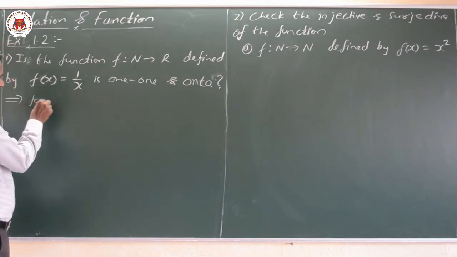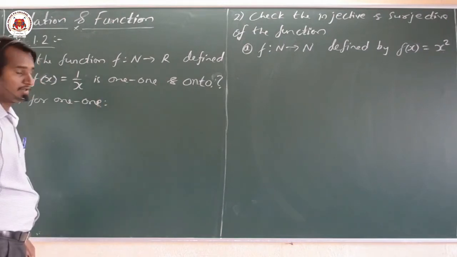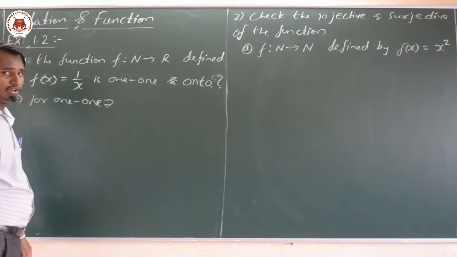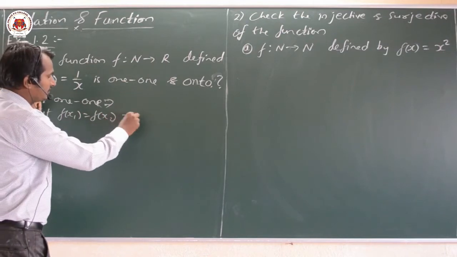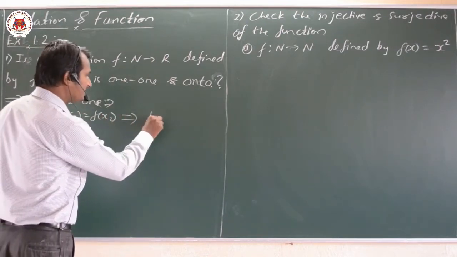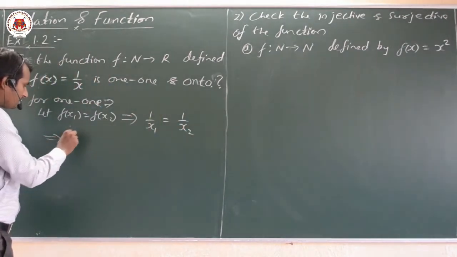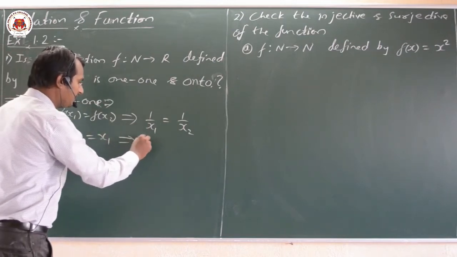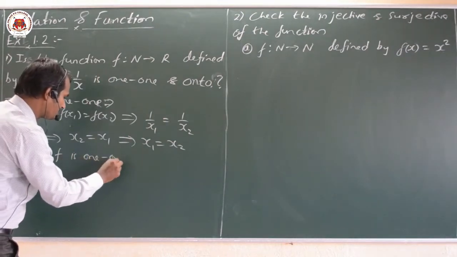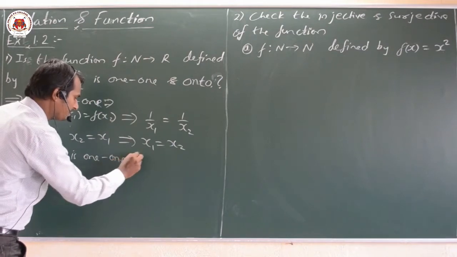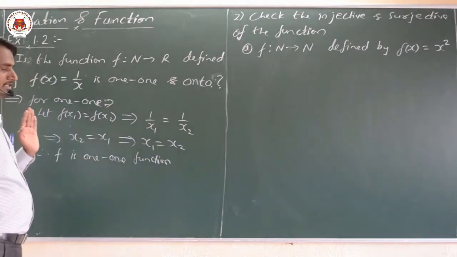So for one-one function, let us observe here. Let f of x1 equal to f of x2. That implies f of x1, which is 1 by x1, equals 1 by x2. Now if I cross multiply, we get x2 equal to x1. That implies x1 equal to x2. Therefore f is a one-one function. Okay, fine. This is quite a simple and easy problem.